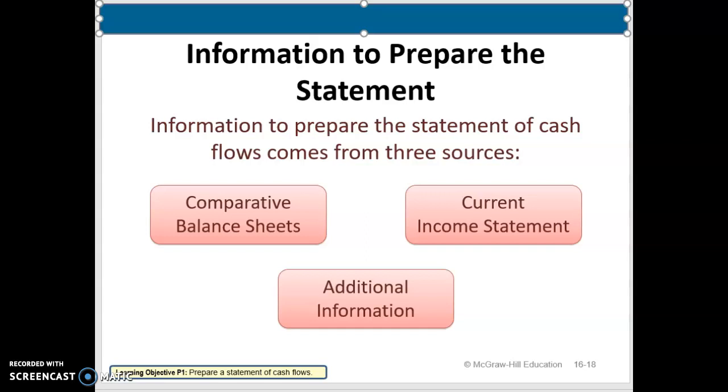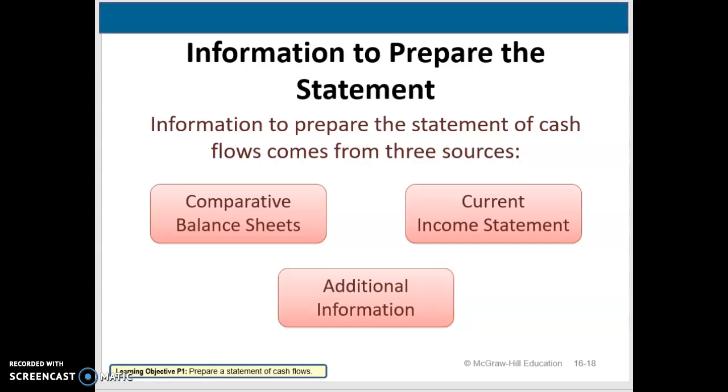The comparative balance sheets, remember that's where they're showing us the prior year number, the current year number, and their dollar differences. And sometimes it's going to show the percent differences, but we're more focused on the dollar differences right now. We're going to need the current income statement, and then there's additional information that we're going to look for as well. So comparative balance sheets are used because they're going to show us the changes in non-cash accounts from the beginning to the end of the period.